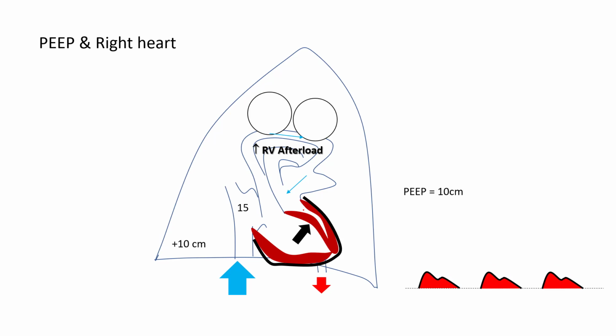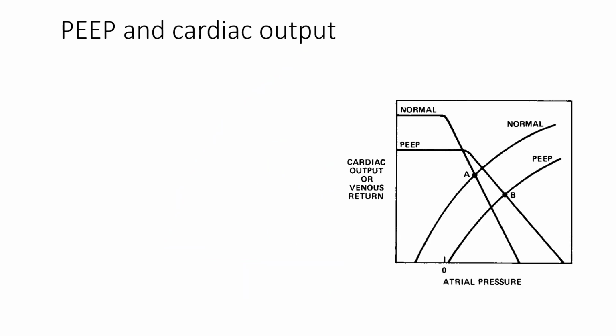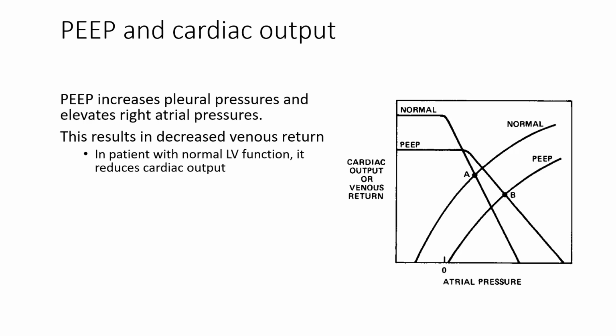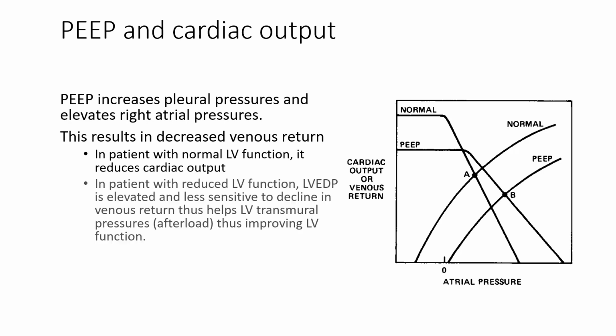Thus, in patients with pulmonary embolism, putting them on the ventilator leads to worsening hemodynamic compromise. The PEEP shifts your cardiac output and venous return curves as well. If you have normal LV function, your cardiac output is decreased. However, if your LV function is poor or LV afterload is elevated, you are possibly less sensitive to decline in venous return, and thus it helps the LV transmural pressure as well. So LV function is overall better when you give the PEEP.